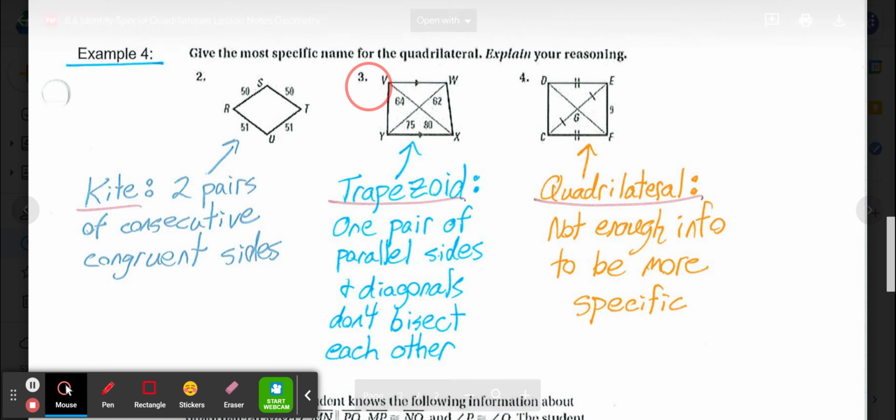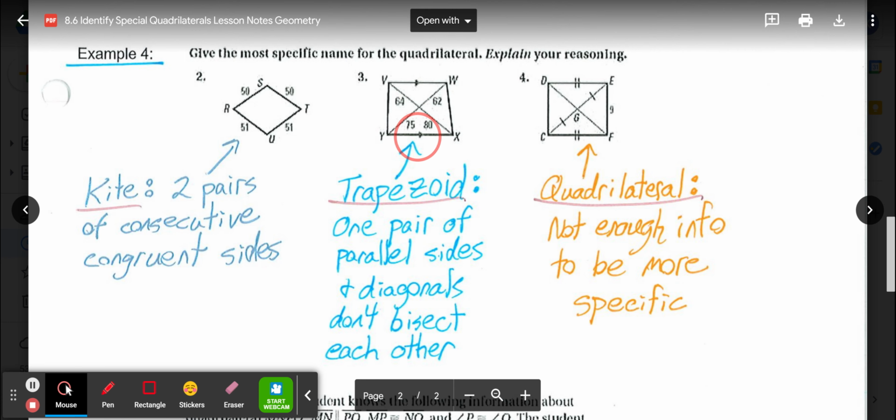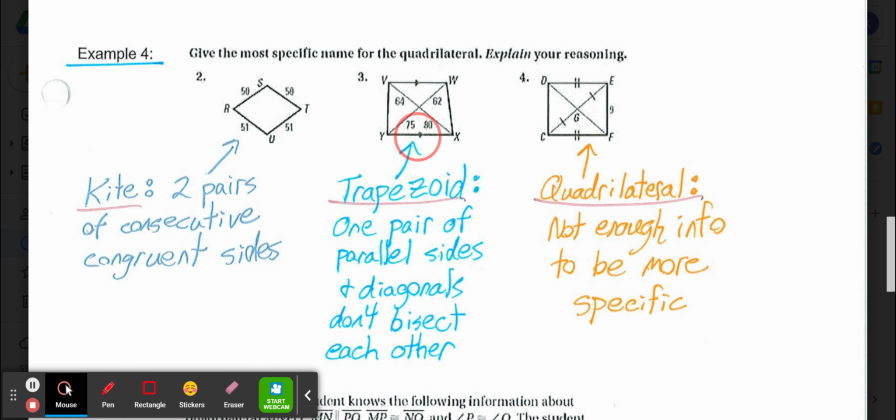Number 3 here. We know the different diagonal measures. We have 64, 80, 75, and 62. And then we know VW is parallel to YX. So we definitely know one pair of parallel sides, and the diagonals do not bisect each other because we have different measurements there. So one pair of parallel sides, diagonals don't bisect, so it can't be a parallelogram. So that only leaves us with the answer of a trapezoid.